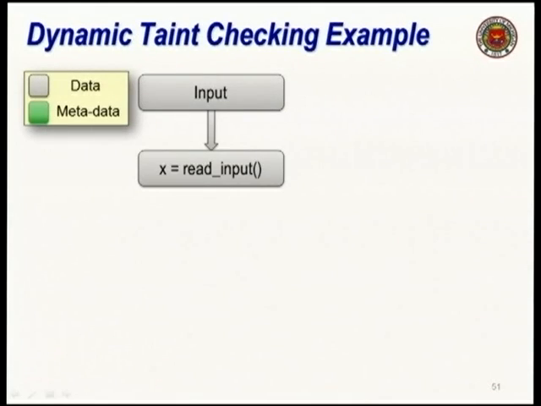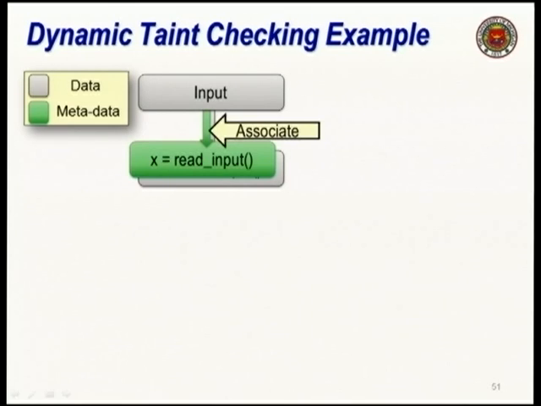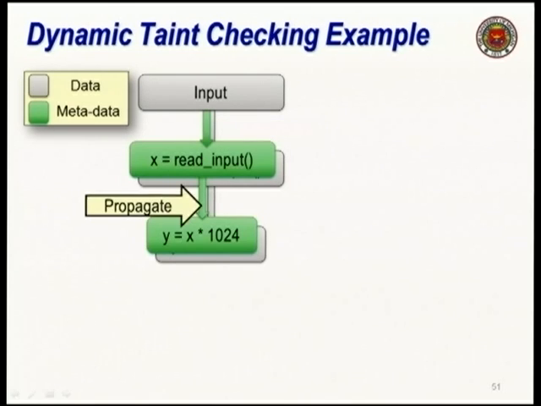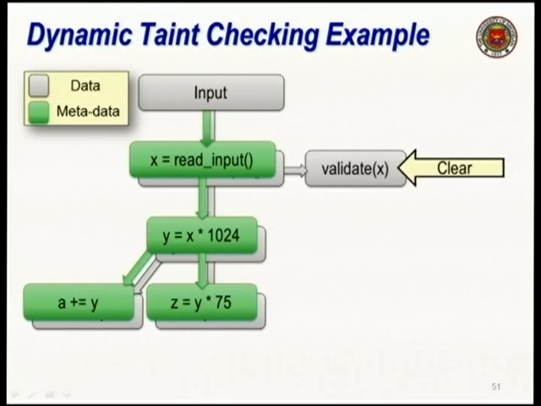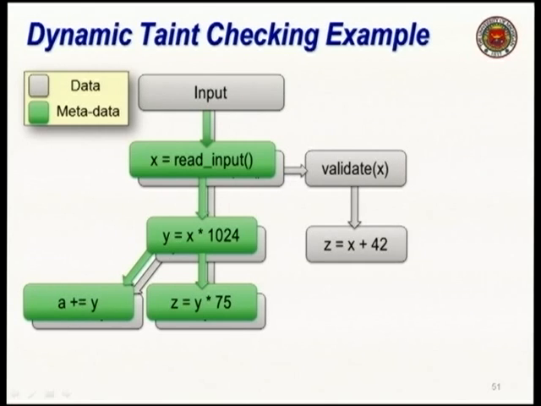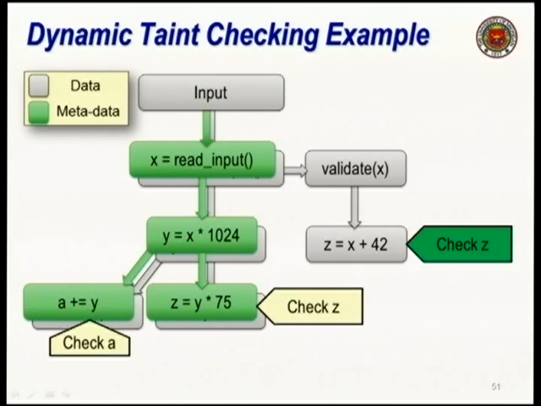To do taint checking, I propagate that taint information down this data flow graph. And if I ever see you validate the information with an assert, for example, I clear that taint information, so that when I do checks in the program, I know this is safe, but these two are not safe.